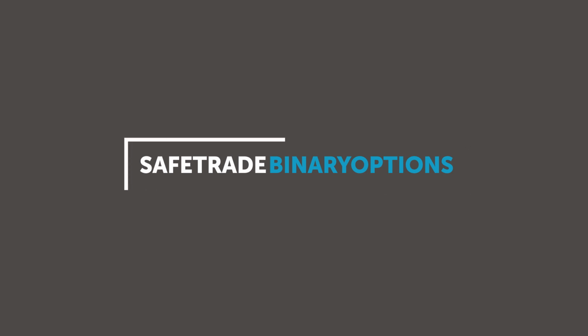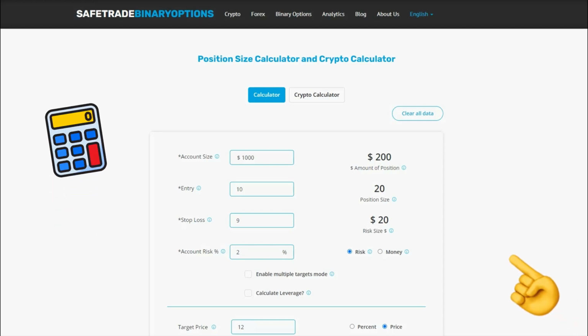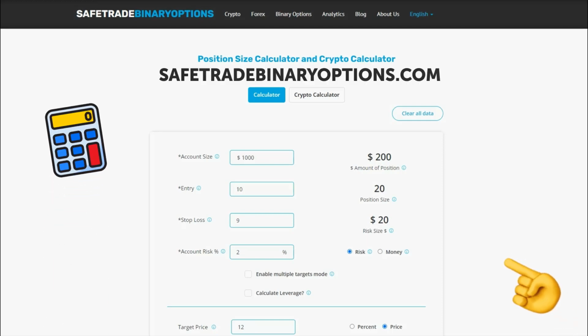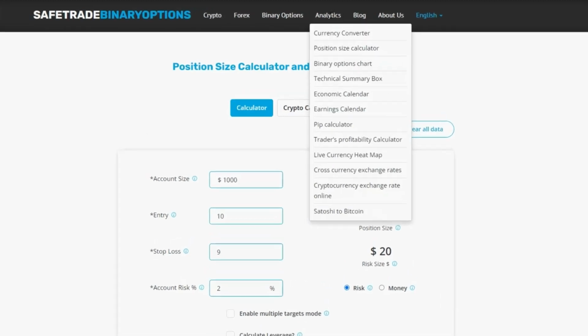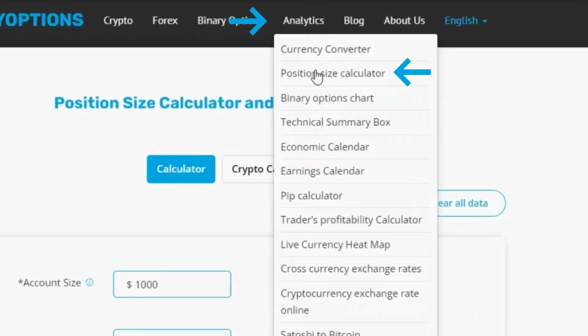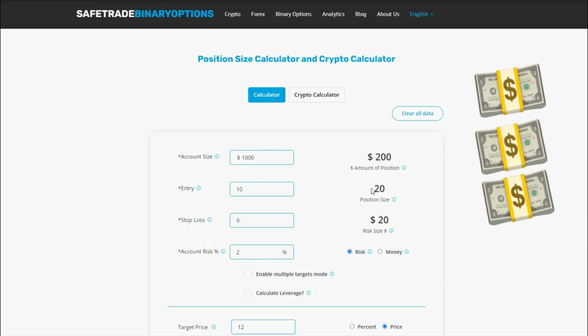Hello everybody, I'm going to give you a quick demonstration on how to use a position sizing calculator on SafeTradeBinaryOptions.com. If you go to SafeTradeBinaryOptions.com, you can click on the Analytics and Position Sizing Calculator, and it'll bring up this tool that you can use to figure out the ideal position size for whatever asset you're entering, where you're putting your stop loss, and how much you're willing to risk.